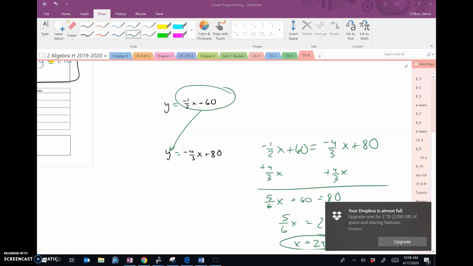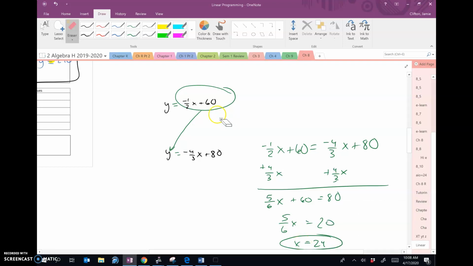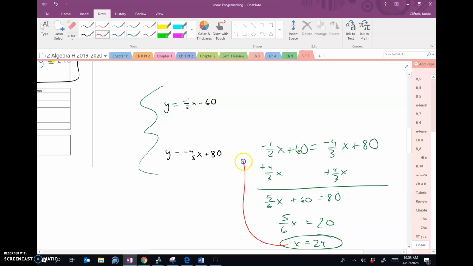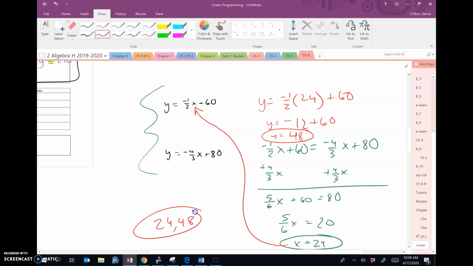If I want to find out what y is equal to, I can put this x back into either of these two equations. I would like to put it into this one. So y equals negative 1/2 times 24 plus 60, that's negative 12 plus 60. So y is going to equal positive 48. So it turns out 24, 48 is that last vertex we were looking for.